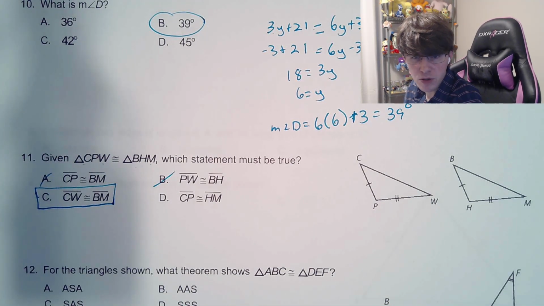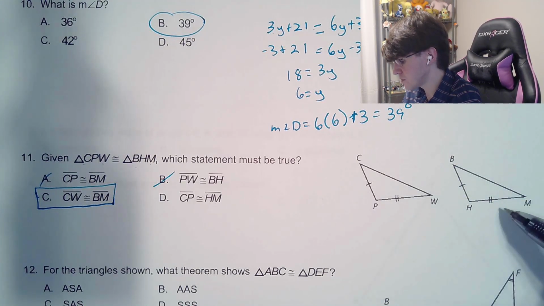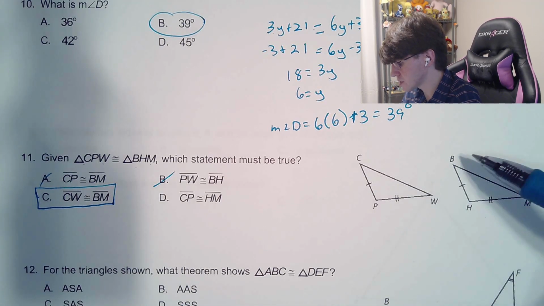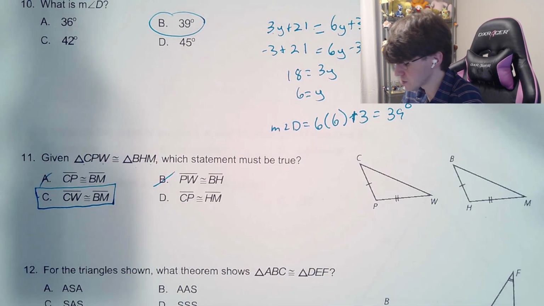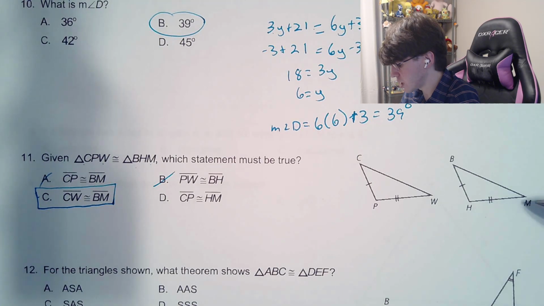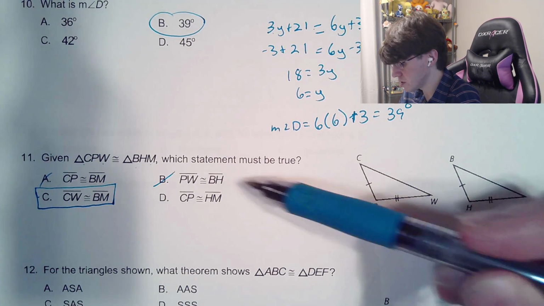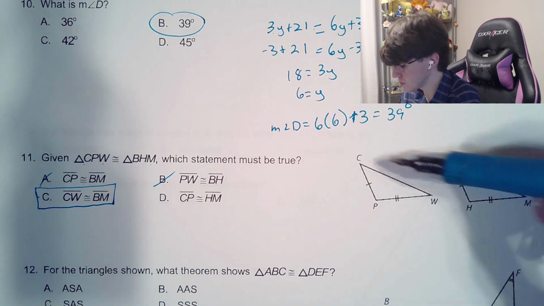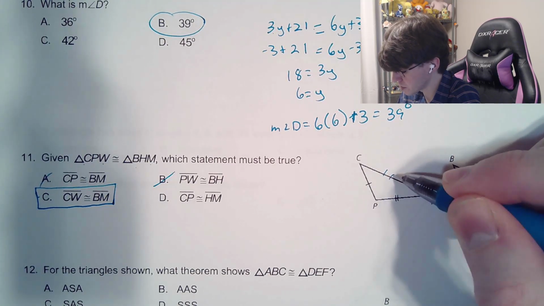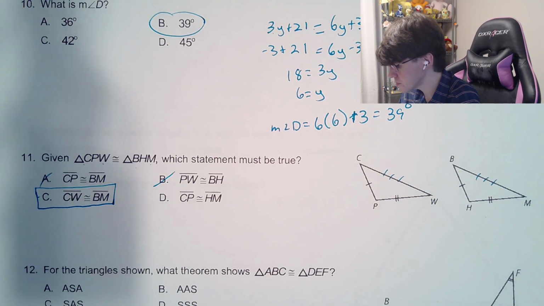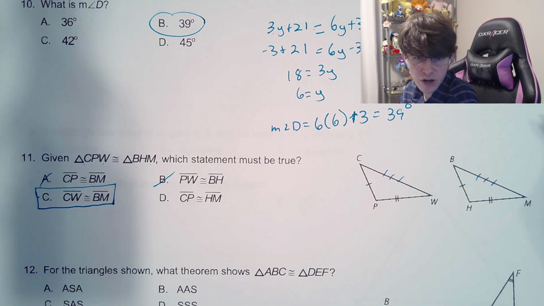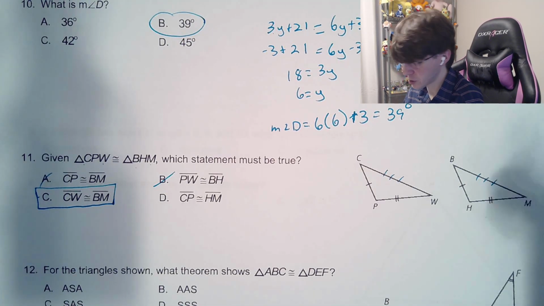Another way you could have approached this question was to look over at the actual figure. It's telling you which ones were the same. So like C and P is the same as BH, and that's the reason why A is wrong. That H and M is the same as P and W, and that's why this one's wrong. But CW, which is the blank one, which we could put a triple tick mark on, right? Because they said they were congruent. That CW is the same as BM. Anyways, figured you guys might want to see another version of it.